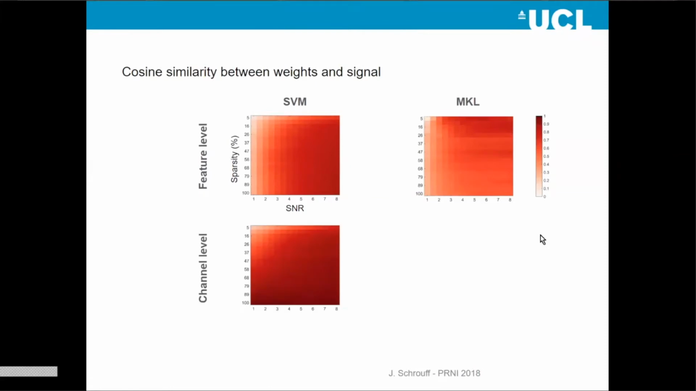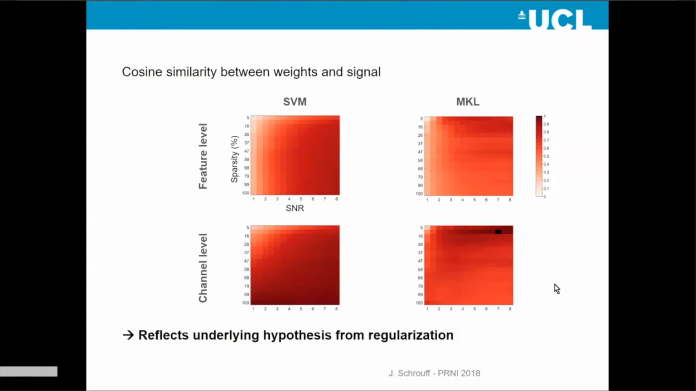And it's really similar if we look at the channel level for SVM and for MKL. So overall, we see that at the channel level, when we average, we get higher cosine similarity in all cases. And we see these patterns that actually represent the hypothesis, the assumption that we made when we chose either SVM or MKL. And so that shows that you really can see your hypothesis being represented in your weights and in how your weights behave compared to your input signal.